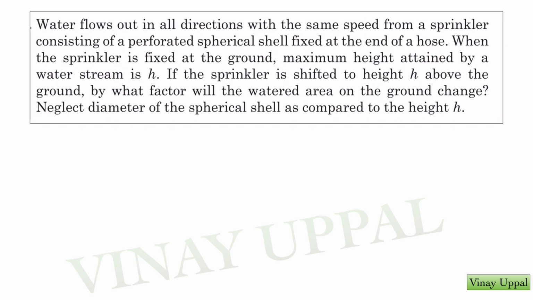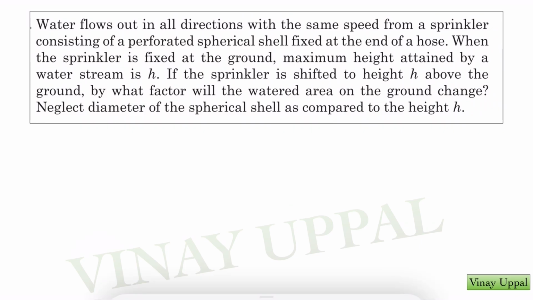So basically there is a shell that is emitting water in all directions. When the sprinkler is fixed at the ground, the maximum height attained by a water stream is h. If the sprinkler is shifted to a height h above the ground, by what factor will the watered area on the ground change? So let's take a look at first what kind of a diagram we can draw for this question. And if you want, you can stop the video and try it out on your own.